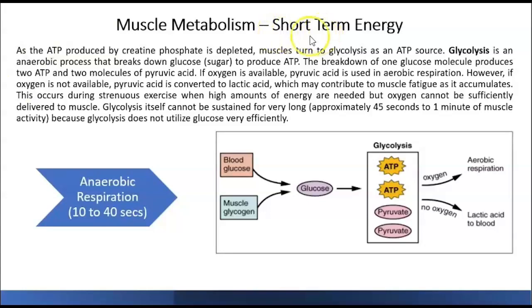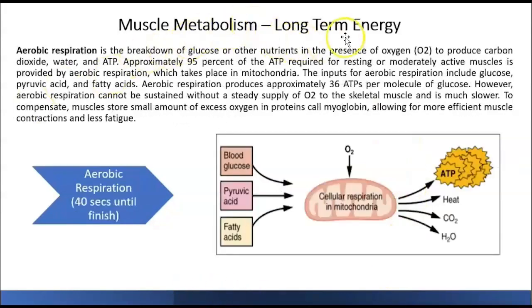The next one is short-term energy. This one is from 10 seconds to 40 seconds. This one is going to be through anaerobic respiration, which is the step necessary to create this glycolysis, and you produce 2 ATPs. The next one is long-term energy. Long-term energy is from 40 seconds until you finish running. In this case, this is going to be aerobic respiration, and this produces 36 ATPs.